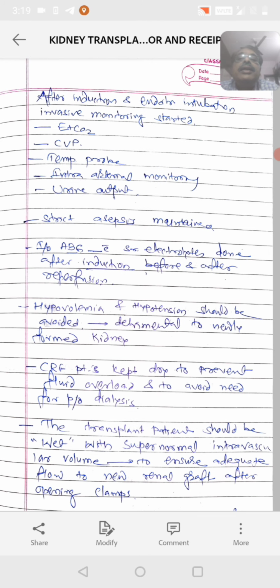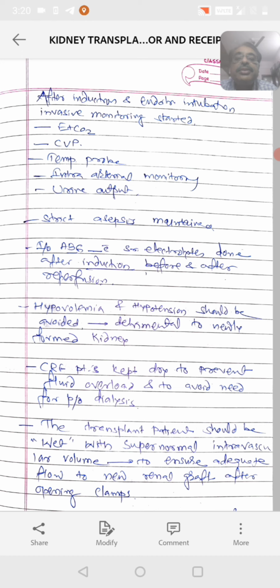After induction and endotracheal intubation, invasive monitoring can be started. Monitoring in the form of ETCO2, CVP, temperature probe, intra-arterial monitoring if required, and urine output monitoring should be done. Strict asepsis should be maintained. Intraoperative ABG with serum electrolytes is done after induction, before and after reperfusion. Hypovolemia and hypotension should be avoided. It is detrimental to the newly formed kidney.